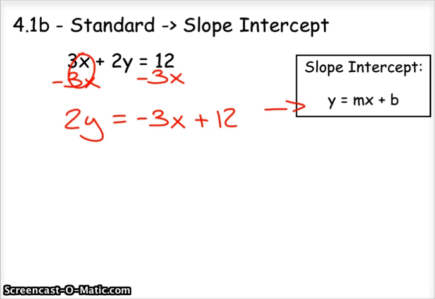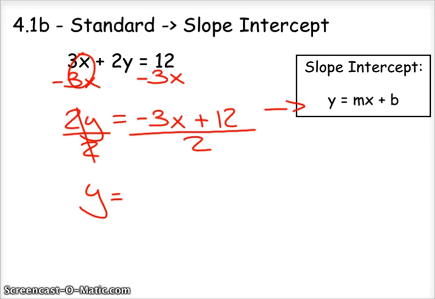Lastly, you'll notice in slope-intercept form, we don't have a number in front of the y. There's no coefficient, it has to be by itself. And so here in our current form, we have 2y equals -3x plus 12. We have 2 times y. We want to get rid of that 2. In order to undo multiplication, we'll divide by 2. We're going to divide the entirety of the right-hand side of the equation by 2 as well. 2 divided by 2 is 1, so we're left with just 1y.